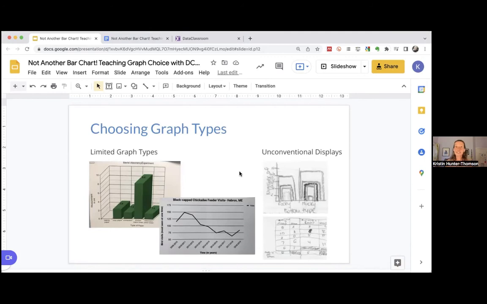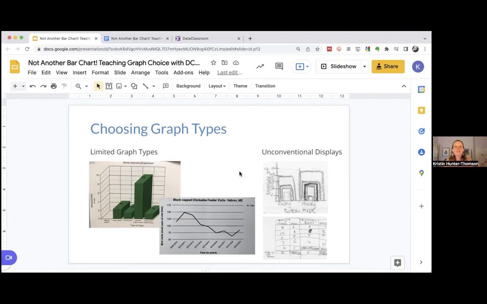Now, these are not necessarily bad, and I could give a whole other talk on why we are drawn to some of these graph types. It gets into how our brains work and how our eyes work and what we know about all of that. That's a separate talk. Happy to geek out with you. My contact information's on the shared resource document if you want to talk about that.